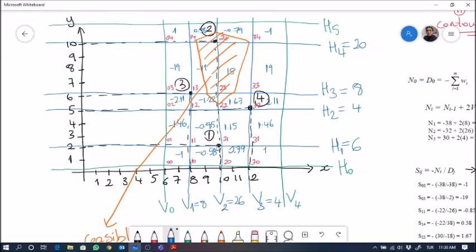H1 crosses department number 1, so the value for H1 is 6. H2 crosses department number 4, the weight is 4. H3 crosses department number 3, the weight is 8. And H4 crosses the second department, where the value is 20.